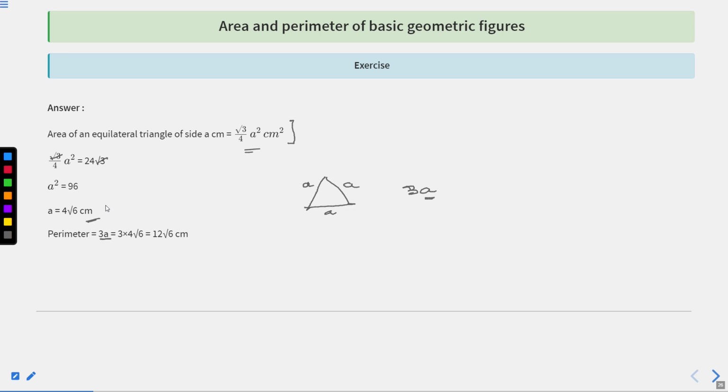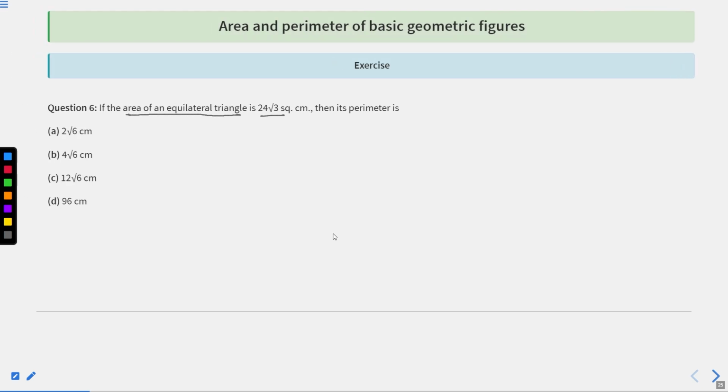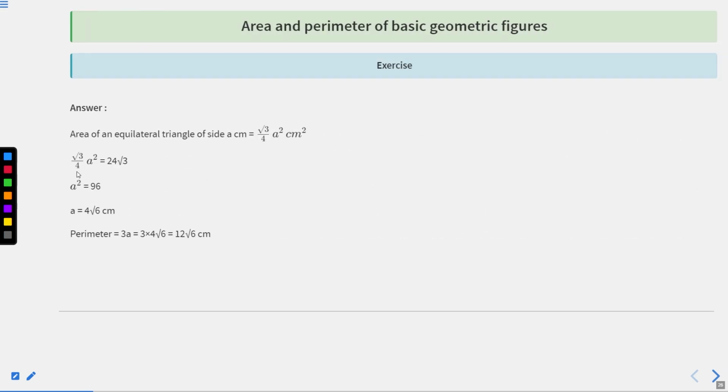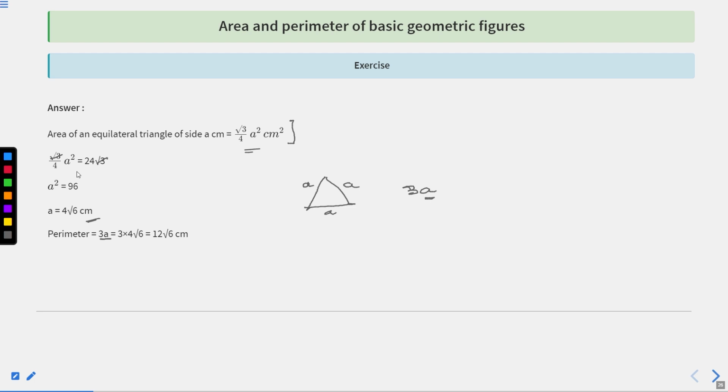Now since the value of a is known, the perimeter will be 3a, and 3a is equal to 3 times 4 under root 6, and it is 12 under root 6 centimeter. So the correct answer here is option C. 12 under root 6 centimeter is the perimeter of the equilateral triangle whose area is given to us.